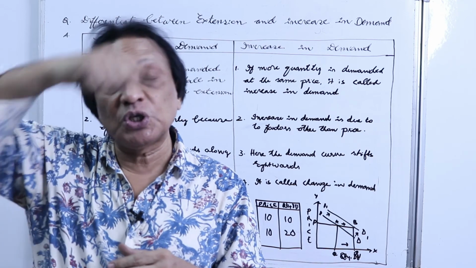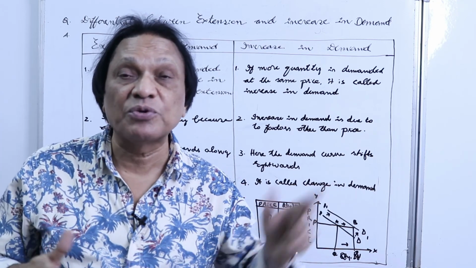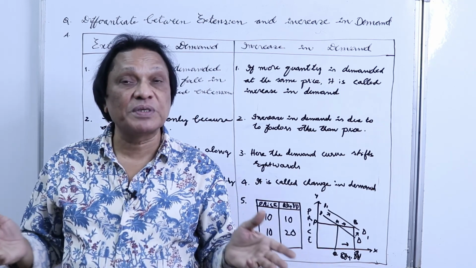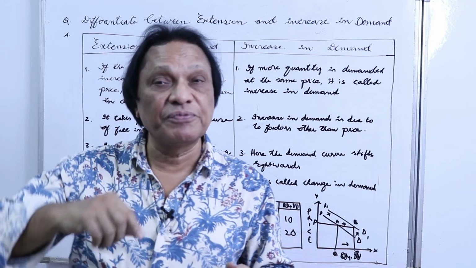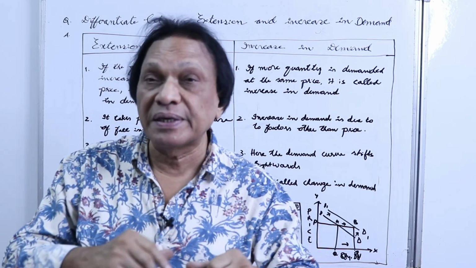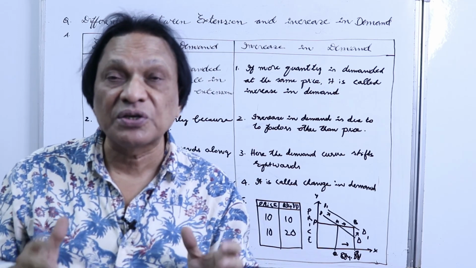So in case of extension in demand, we move downwards along the same demand curve. In increase in demand, the demand curve will shift rightwards. I'm sure you must have followed it. In the next video, we'll be talking about contraction in demand and decrease in demand. Don't forget to watch and learn it.